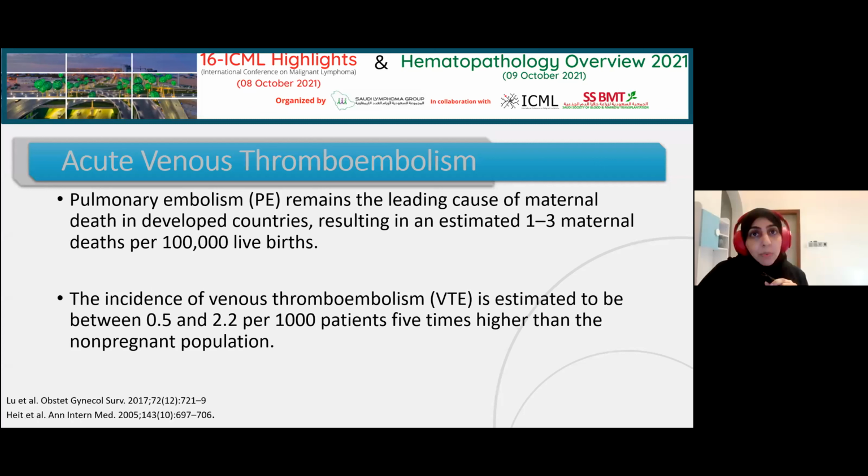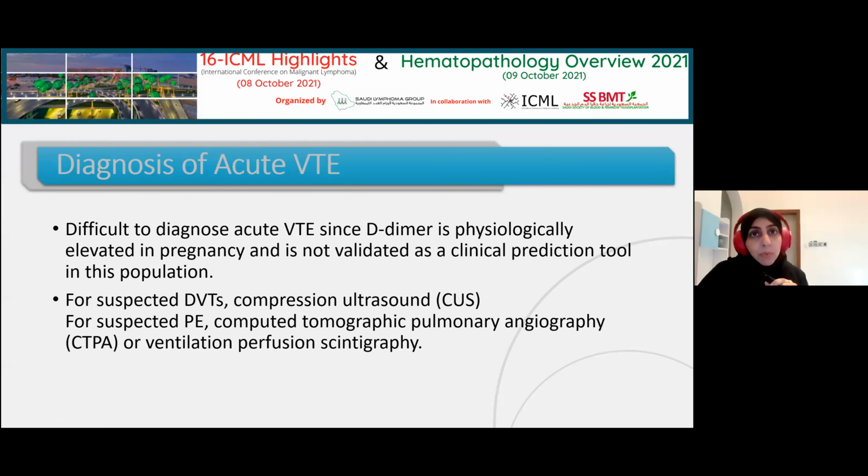than the non-pregnant population. The diagnosis of acute venous thromboembolism is challenging because D-dimer can no longer be used, as it's normally upregulated. So for diagnosis of DVT, use compression ultrasound, and for pulmonary embolism, use CT pulmonary angiography or ventilation perfusion scan.